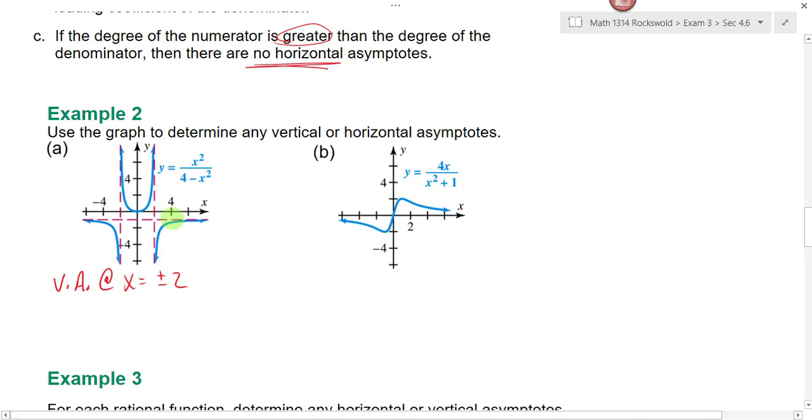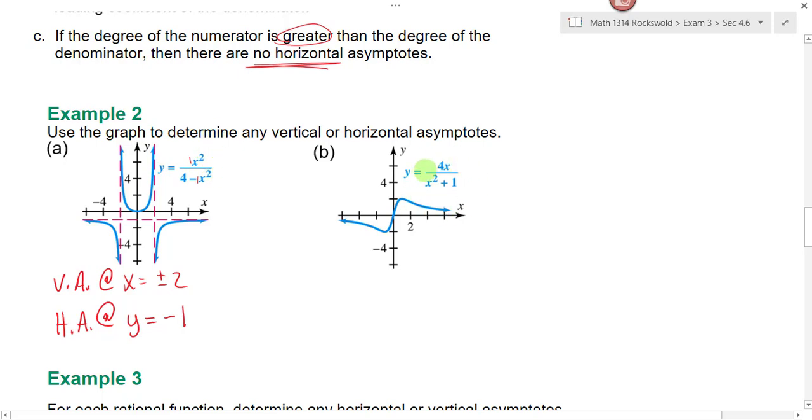My horizontal asymptote, because the degree of the numerator is equal to the degree of the denominator, I have a horizontal asymptote at y equals leading coefficient over leading coefficient. Here the leading coefficient is 1 on top, and here the leading coefficient is negative 1. 1 divided by negative 1 is negative 1. Does that make more sense now what I said, how to find the horizontal asymptote? It's leading coefficient over leading coefficient if the degrees are the same between the numerator and the denominator.